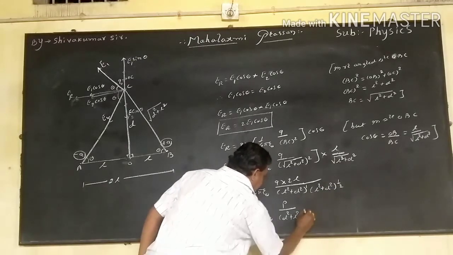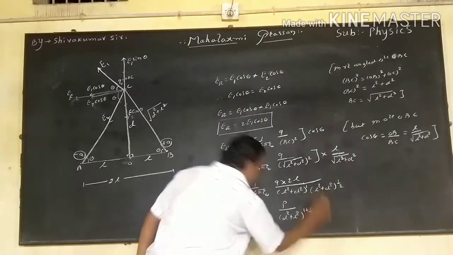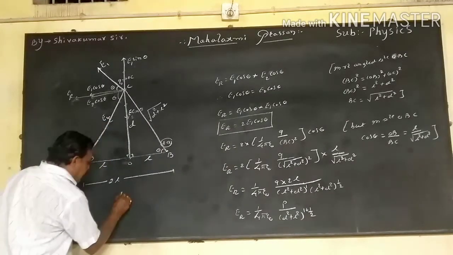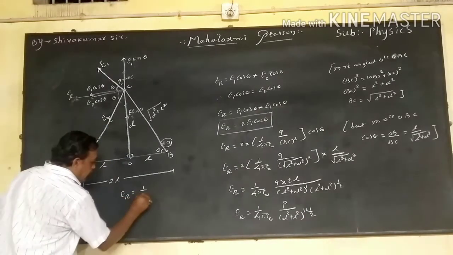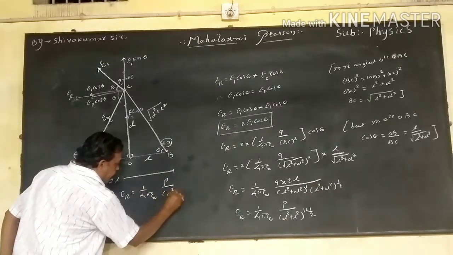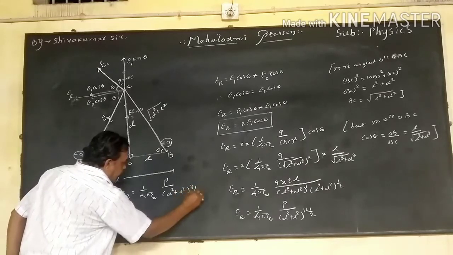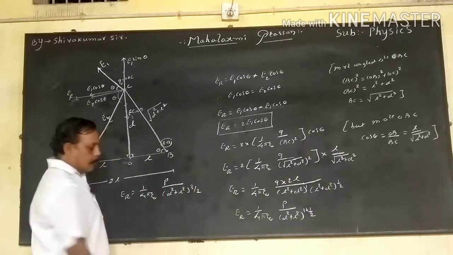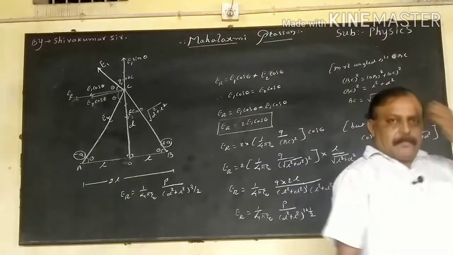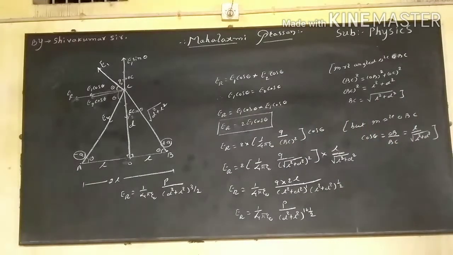Shall I write one more step? 1 plus 1 by 2. Right? Then final equation. So resultant electric intensity ER equals 1 divided by 4 pi epsilon naught P divided by D square plus L square to the power 3 by 2. Now this is our equation. Just to glance almost all the steps, then we come across the finalization of the last step.